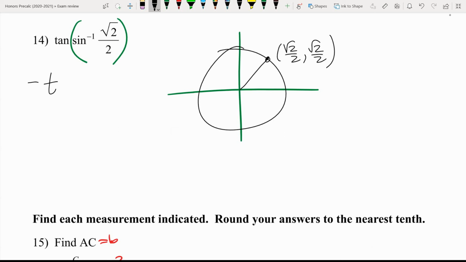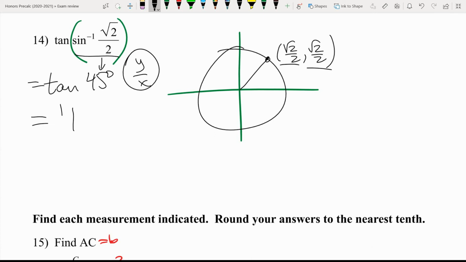So really, we're going to change this into the tangent of 45 degrees. Okay, but tangent of 45 degrees is pretty easy. Remember, that's y over x is what we're looking for. But our y and our x are exactly the same. So that just equals 1. Square root of 2 over 2 divided by square root of 2 over 2 is 1.